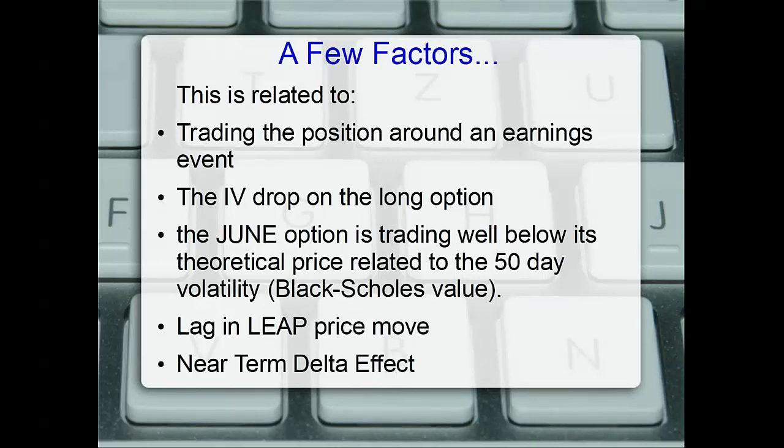The big one is he traded the position around an earnings event, which caused an IV drop on the short option in his favor, but also on the long option, which changes the expected value. And that's what the tool uses. The June option is trading well below its theoretical price related to the 50-day volatility. There's also a lag in the LEAP price, and for these types of structures, there's the effect of what's called the near-term delta effect. These are all the factors that came into play.